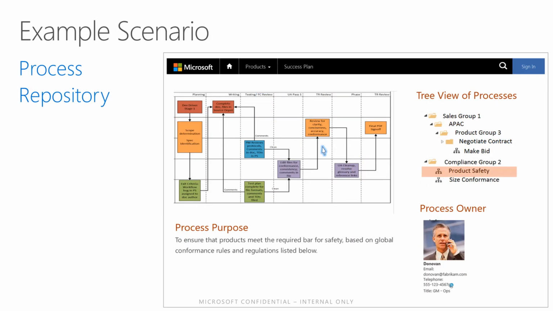One of the key scenarios is a process repository, which lists different processes in a company by categories. If the user clicks on any process from the tree view, the corresponding Visio diagram is loaded. Let's look at a short demo created using these APIs.